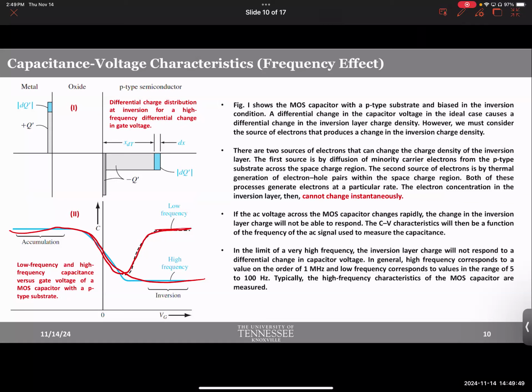Now, based on this understanding, tell me, if you're trying to just make a capacitor out of a MOSFET, and you don't want to use a discrete capacitor like you must have used in your PCBs, then which mode do you prefer? Accumulation and inversion.